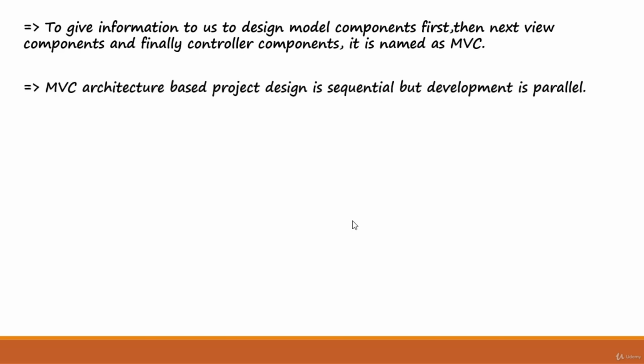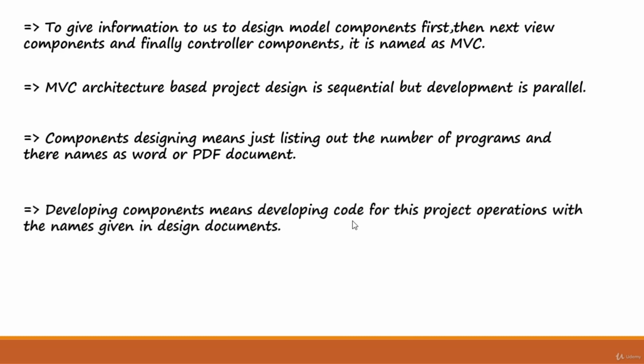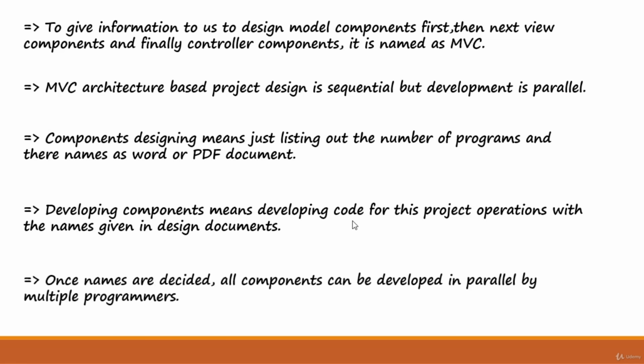MVC architecture based project design is sequential, but development is parallel. Designing components means just listing out the number of programs and their names as a Word or PDF document. Developing components means developing code for the project operations with the names given in the design documents. Once names are decided, all components can be developed in parallel by multiple programmers.